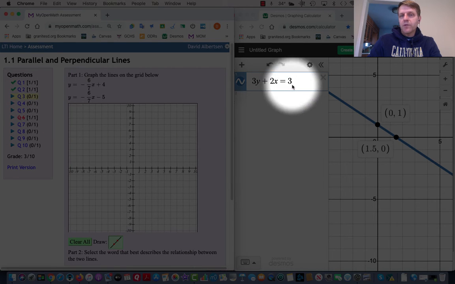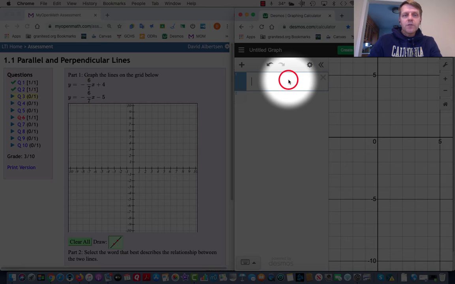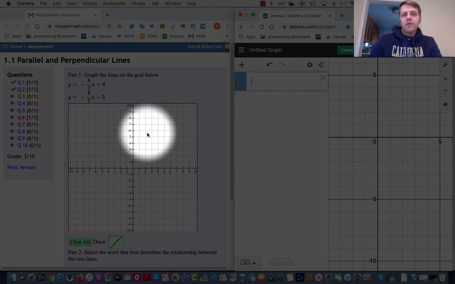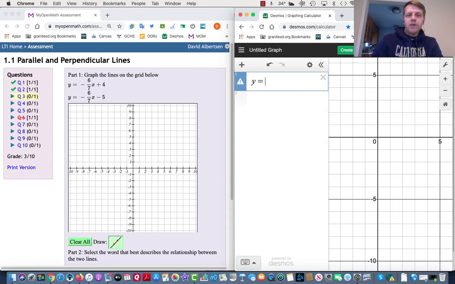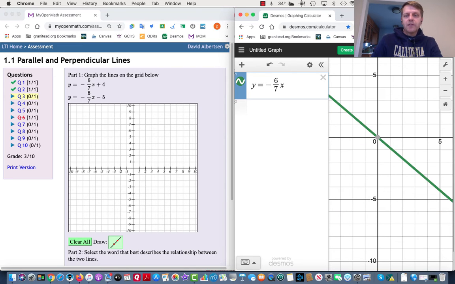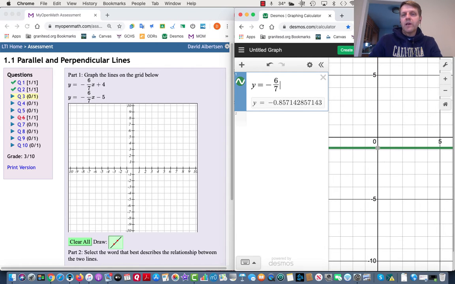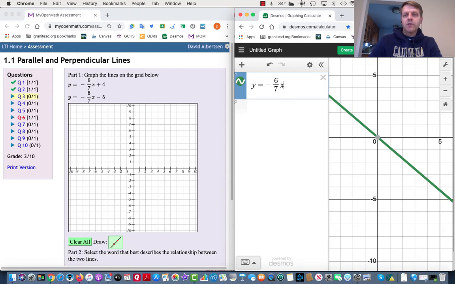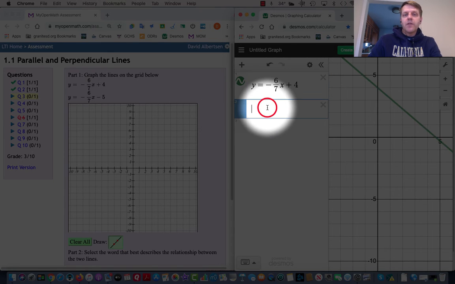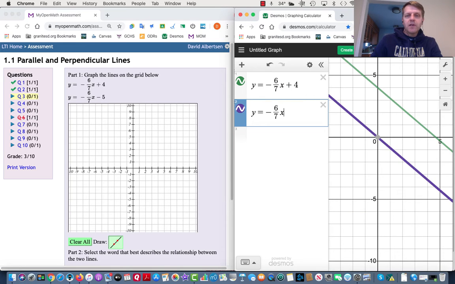Remember to pause if I'm going too fast. So this one says graph the two lines on the grid below. Let's type the first one. y equals -6 over 7x. Now notice if you just type 7x, that's weird. We need to do right arrow and then x so that it puts the x on the regular line there, and then plus 4. And then we can even type in the other one, -6 over 7x minus 5.